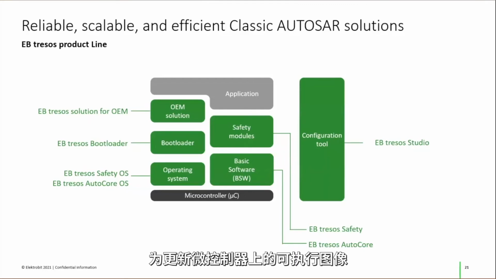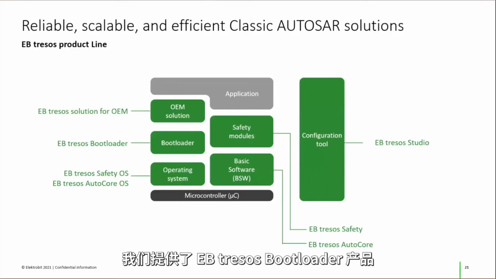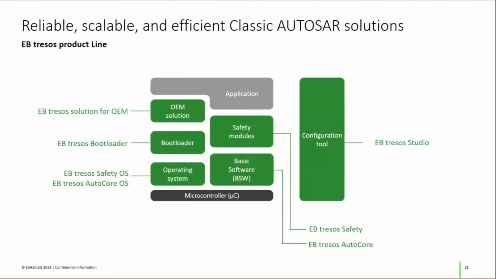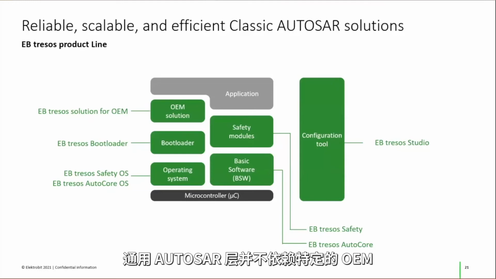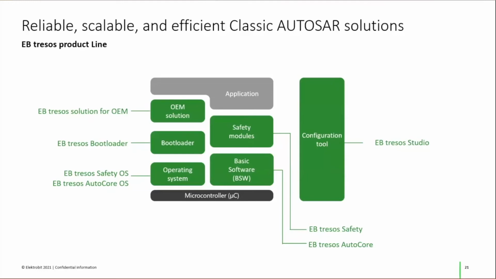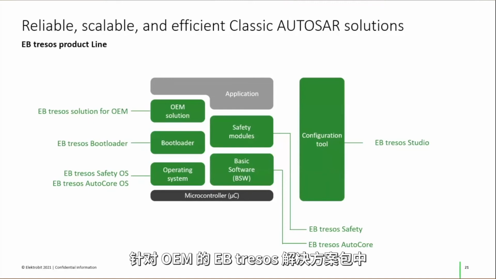In order to update the executable image on the microcontroller, we provide the EB tresos bootloader product. So you can update the controller. And there is some kind of glue product between the generic AUTOSAR layer, which is OEM independent. We provide some implementations of requirements for OEM-specific use cases, which is encapsulated in EB tresos solution packages for OEMs, depending on the OEM, where you need to fulfill its requirements.